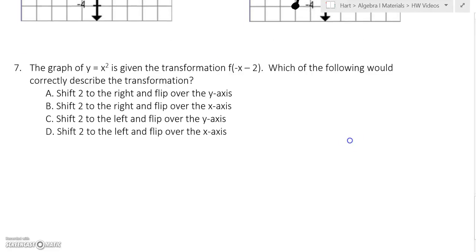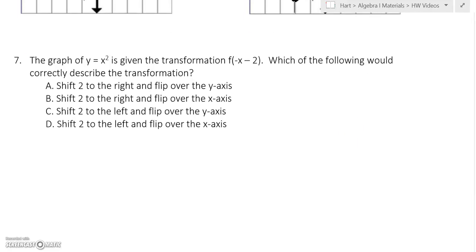Okay, the last one is the graph of y equals x squared is given the transformation f of -x minus 2. Which of the following would correctly describe the transformation? So the -2 part, we know since it's in the parentheses, it's horizontal, so that means it's either left or right. And the parentheses also mean do the opposite. So usually minus would mean left, so we know this means right 2. So automatically I can cross off the ones that say left.